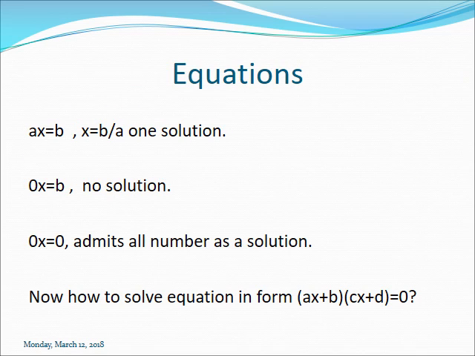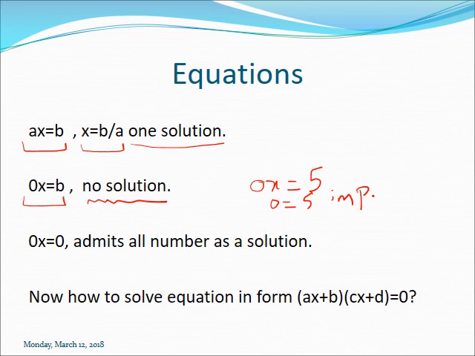Equations. How to solve an equation? If the equation is in the form ax equals b, then x equals b over a. It has only one solution. If the equation is in the form 0x equals b, for example 0x equals 5, does 0 equal 5? Impossible. So it has no solution. The equation 0x equals 0 admits all numbers as a solution, since 0 is equal to 0.